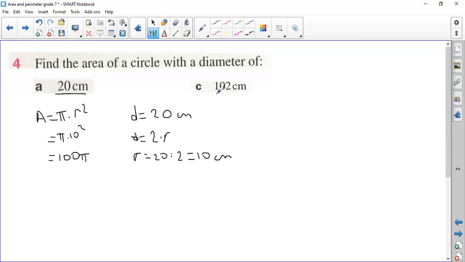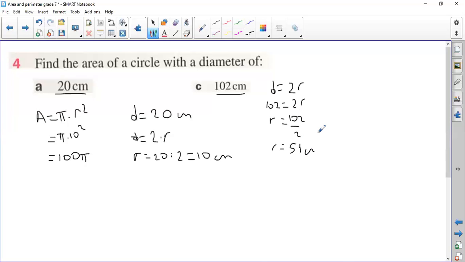At the second one, it is given the diameter of the circle as 102 centimeter. So first of all, let's find the radius. Okay, so diameter is equal to 2 times r. 102 is equal to 2r. So what is r? R is the radius. The radius is 102 over 2. So radius is 51 centimeter.